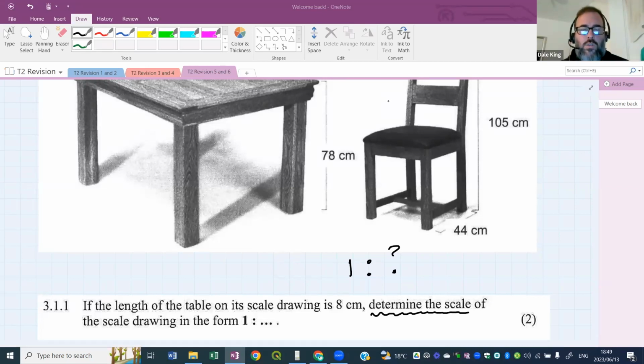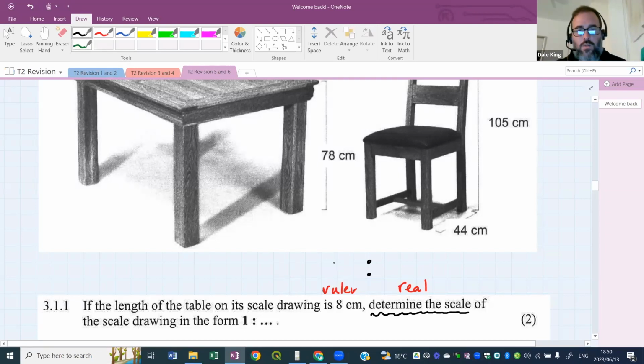All right, so just remember on the scale here, if you look at it, the left-hand side is the ruler. Remember that? And the right-hand side is real world. I'm just going to write the word real. Okay, so in our scale, the left-hand side's got to be the ruler measurement, and the right-hand side's got to be the real world. Remember, we've got to get this to 1 is to something. Okay, so on the left, we've got a ruler measurement of 8 centimeters. In the real world, it represents 160 centimeters.